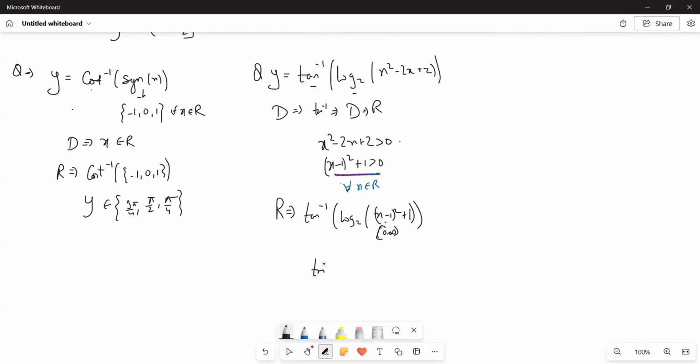So we have tan inverse of log to the base 2 of a number lying between 1 to infinity. Log 1 to the base 2 is 0. So this will again end up becoming tan inverse 0 to infinity. Now tan inverse 0 is 0 and tan inverse infinity is pi by 2. So the range of this function would be 0 to pi by 2.